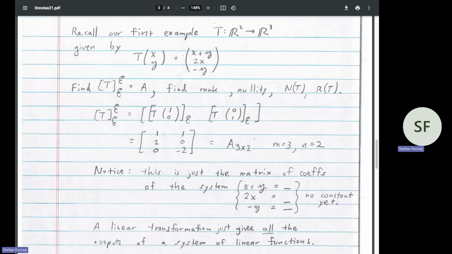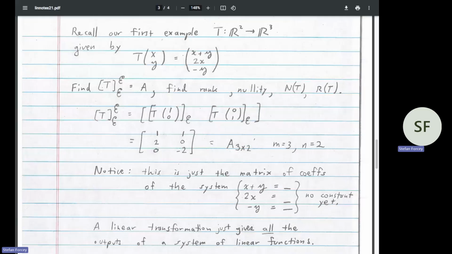That would be just (1, 0) and (0, 1) for R2. So plugging those into T, we get the outputs: 1 plus 0 is 1, 2 times 1 is 2, and negative 0 is 0. And then for (0, 1), we get 0 plus 1, we get 2 times 0 is 0, and negative 1. So we just write them as column vectors with respect to the standard basis again. That's our 3 by 2 matrix. M is equal to 3 rows, N is equal to 2. And that's what we'd expect because it goes from R2 to R3.